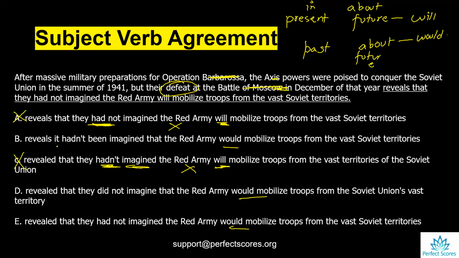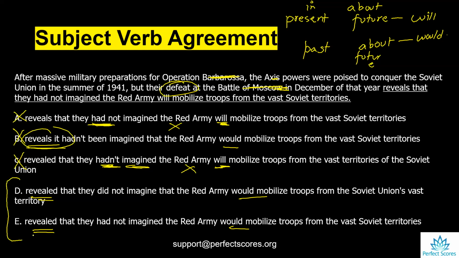Okay, let's talk about another of these splits. So you have one option with reveals now and two options with revealed. Which one do you think makes more sense? Do you think all of this is happening now, or it all happened in the past? It all happened in the past. Yes. So again, because of meaning and not because of the grammar, option B is also eliminated because of reveals.